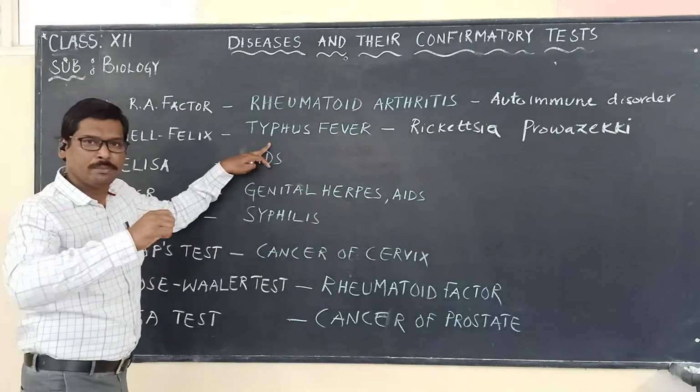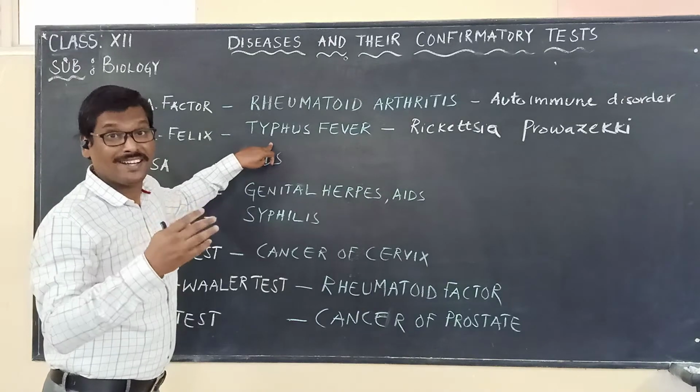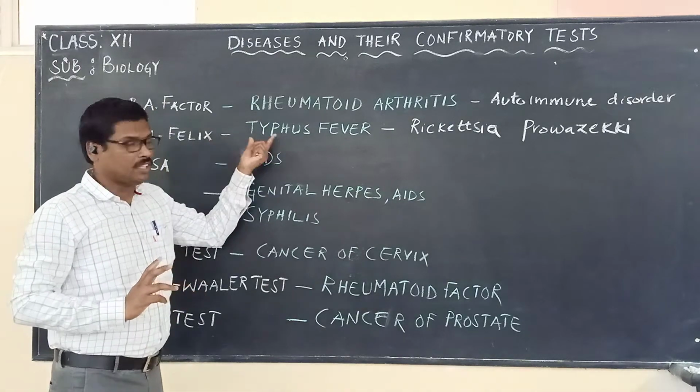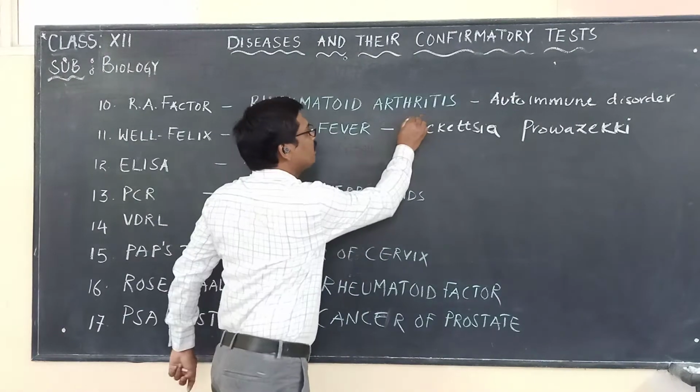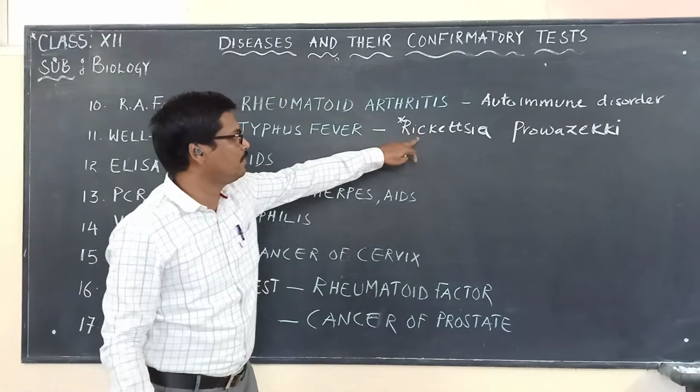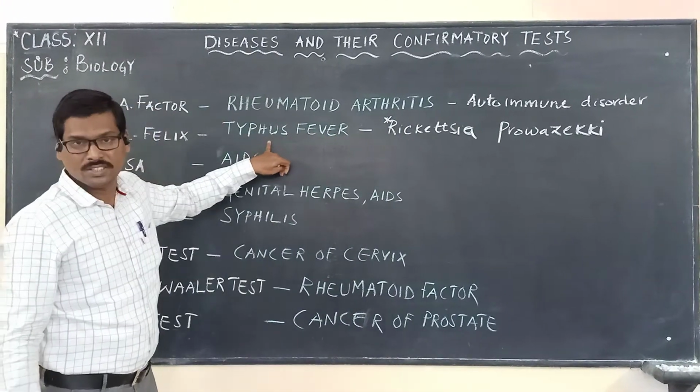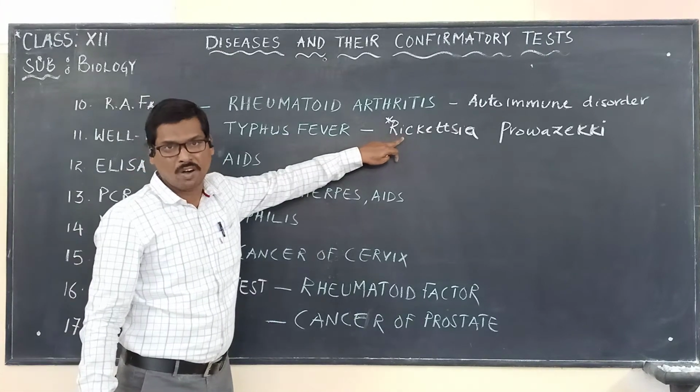That particular person will be suffering with high fever, headache and chills, which is caused by Rickettsia prowazekii. Please remember the name of the organism, the pathogen, the bacteria which is causing this particular disease. Rickettsia prowazekii is the organism.